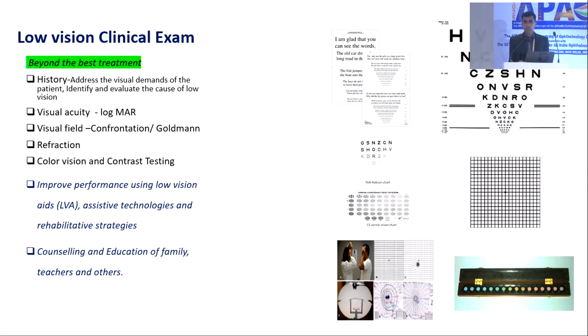So when we have done the best surgeries and the best treatment, and the patient comes to us in the low vision clinic, we should go for the history, which is very important. I have already mentioned that. Then the visual acuity, visual field, refraction, color vision and contrast testing, again objectively on the Pelli-Robson chart, and many others, such as D15 color vision testing. These are very important.